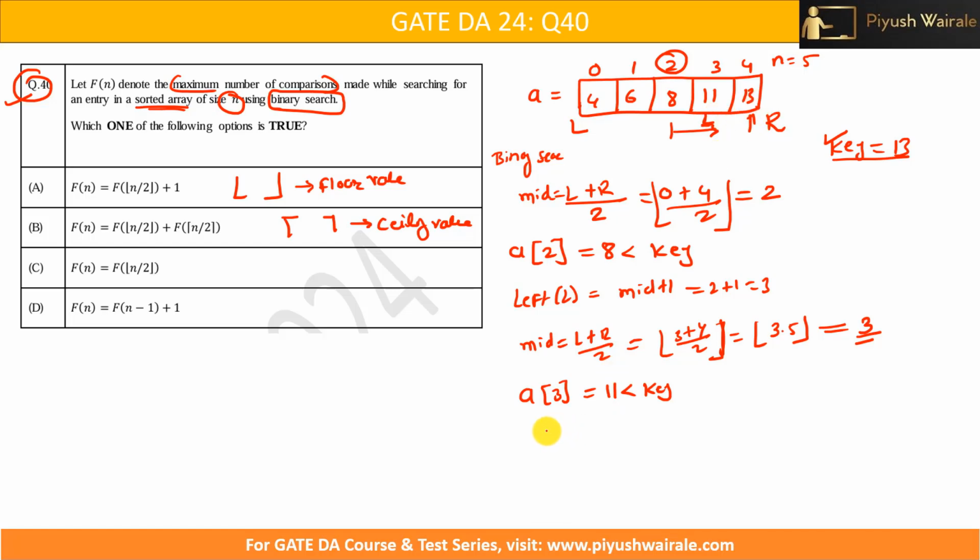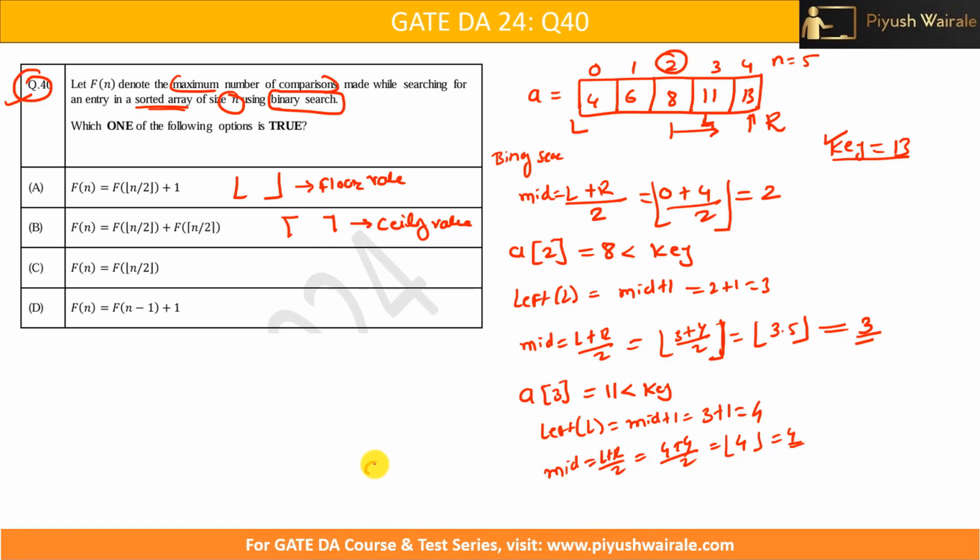It means that I need to search on the right-hand side of this particular element, right? So again my left will get updated to what? L equals mid plus 1. So mid plus 1 is what? The value of mid is 3 now. So 3 plus 1 is 4. Again calculate the mid value, that is (L plus R) divided by 2. So (4 plus 4) divided by 2 is basically 4, right? So the ceiling value is, so the floor value is also 4.